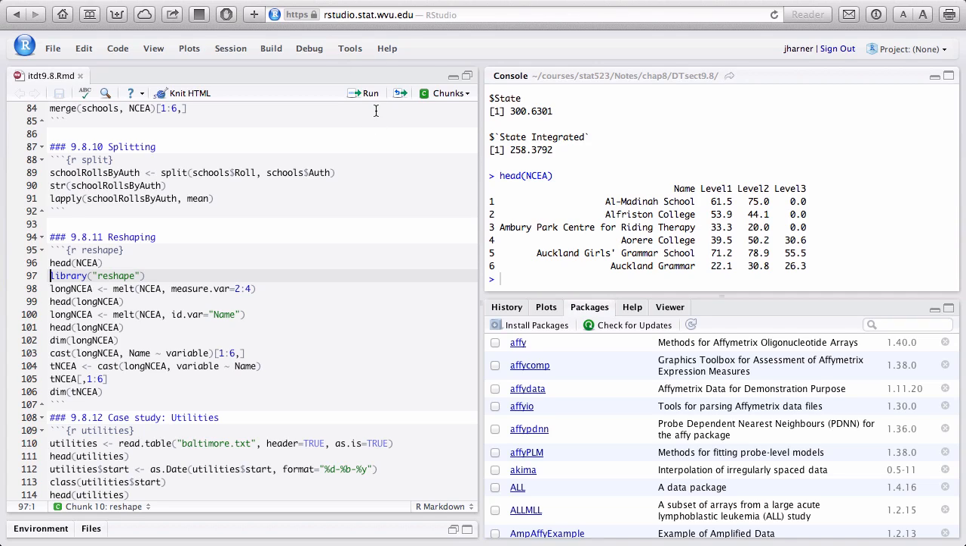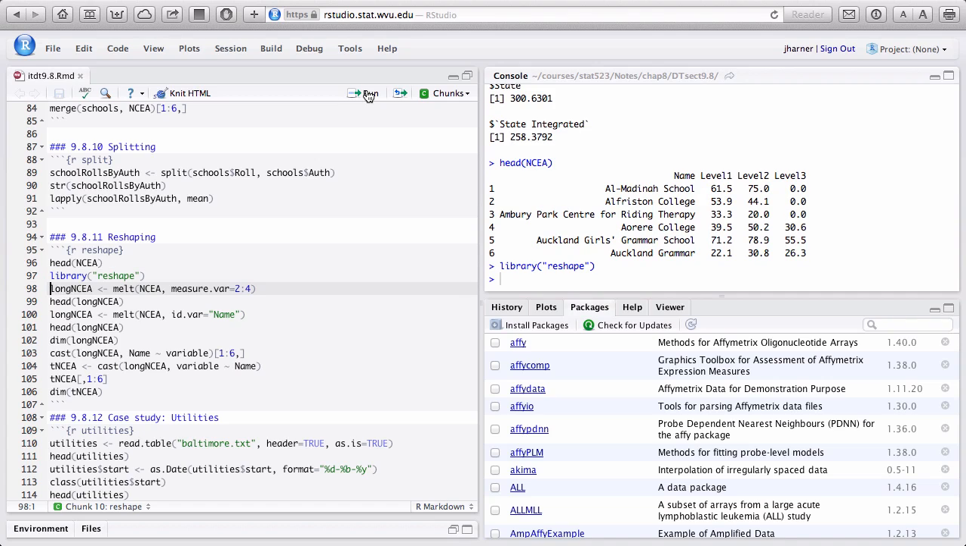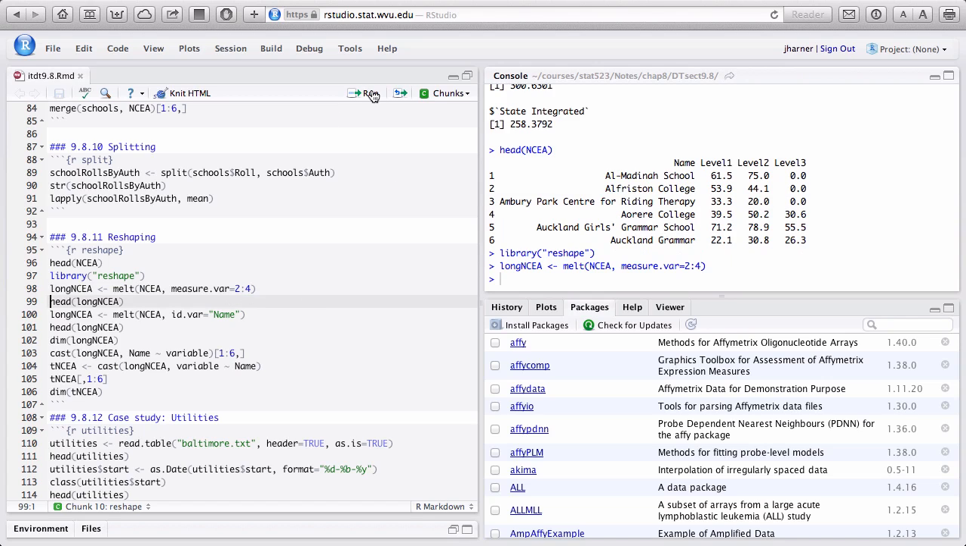And so there's a library called Reshape. There's actually another library called Reshape 2, which has some enhancements and changes. Long NCAA means I want it in long format. And I use a function called melt, M-E-L-T. I'm going to melt NCAA, and the measure variables, measure.var, is 2 to 4, which are level 1, 2, and 3. Now look what happens when I do this.